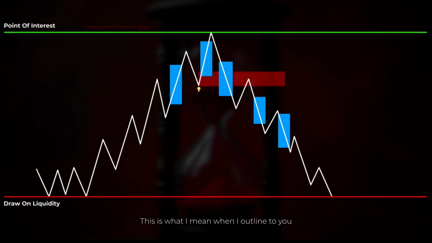This is what I mean when I outline to you, I'm interested in trading the low resistance security run. In order to define what the low resistance security run is likely going to be, I pay attention to the higher time frames only, and based upon those higher time frames, I try to determine what's likely going to be a low resistance security run and what not.